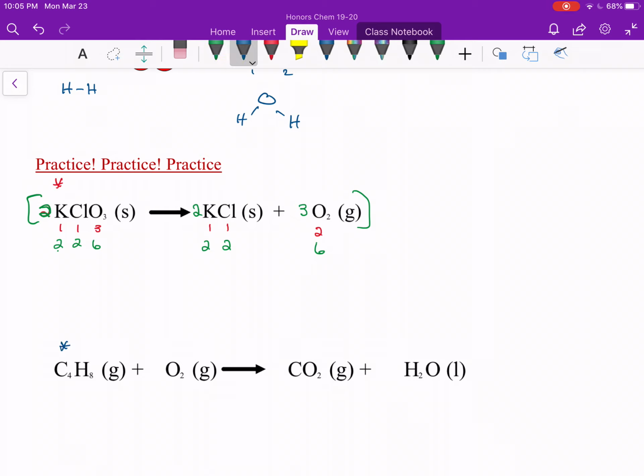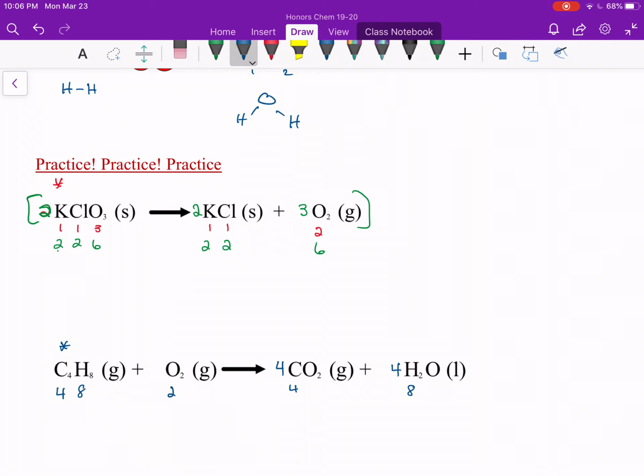So if I start over here, I'm going to start with my C's. I have 4 C's here. I only have 1 here. And so if I put a 4 there, then that changes that to 4 C's. I have 8 hydrogens here. Over here, I only have 2. So if I put a 4 there, then I'm going to have 8 hydrogens. That's all fine and good.